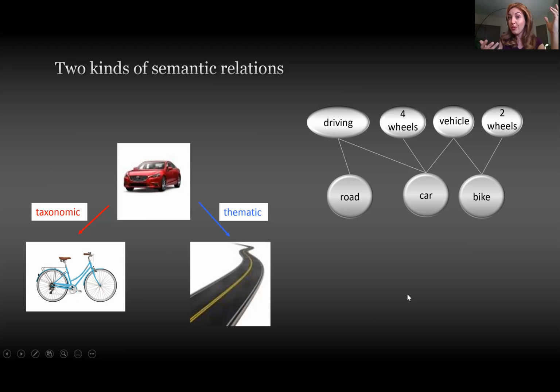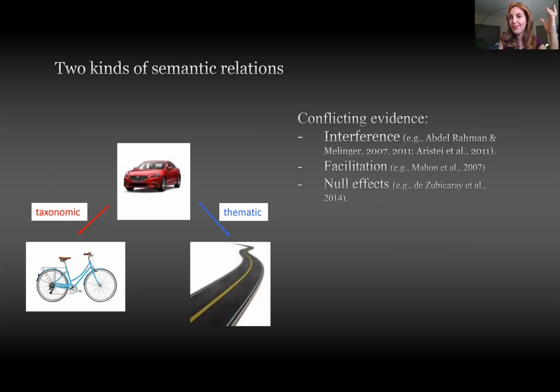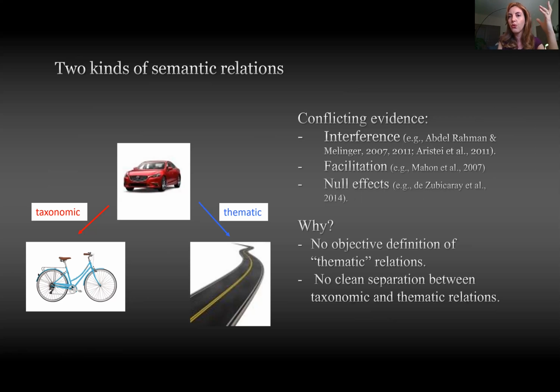So have people looked at this? Yes. And the results are very non-homogeneous. Some people have found interference with thematic relations, some people have reported facilitation, and some people have found null effects. When you look a little more closely at these studies, you see that one problem is that there is no real objective definition of thematic relations. People usually think about things that go together that are not exactly the same kind of thing.